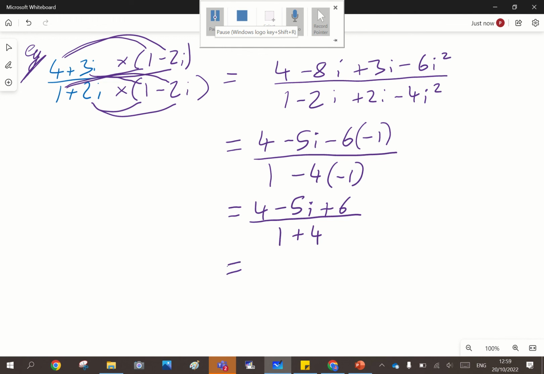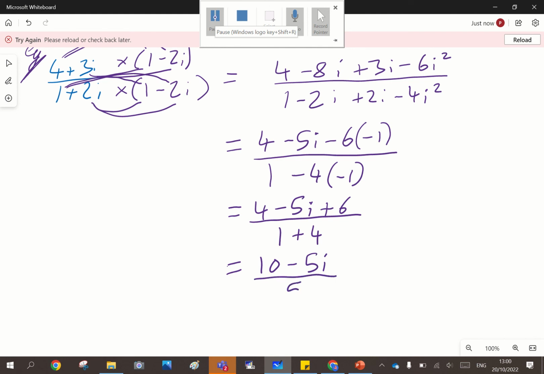And now we can simplify it down. 4 + 6 is 10. So I've got 10 - 5i on top, and on the bottom 1 + 4 is 5. And you can see I've pretty much achieved what I set out to do. I wanted to make sure that the number on the bottom was a real number.